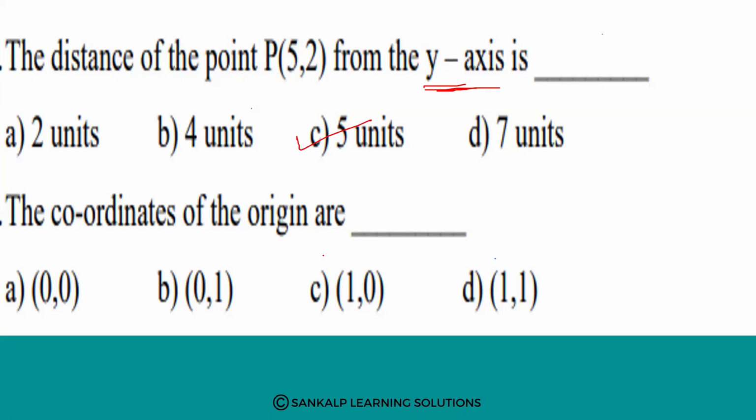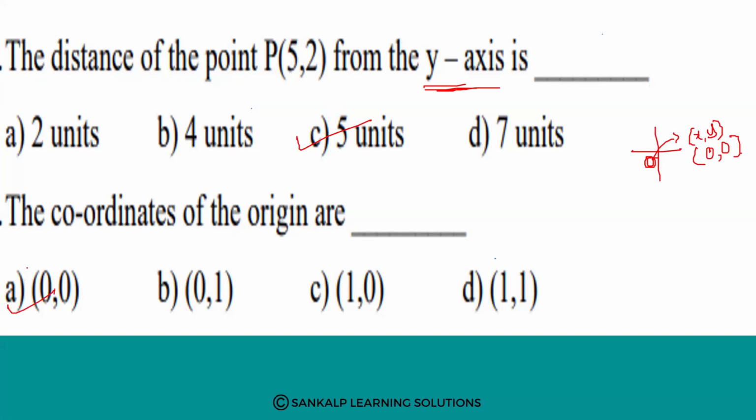The coordinates of the origin. See, this is very important. Coordinate of the origin. So this is the origin, 0. E origin na coordinates ಏನಾಗತ್ತೆ? X is 0 here and y is also 0 here. Therefore, (0, 0). Option A is right.